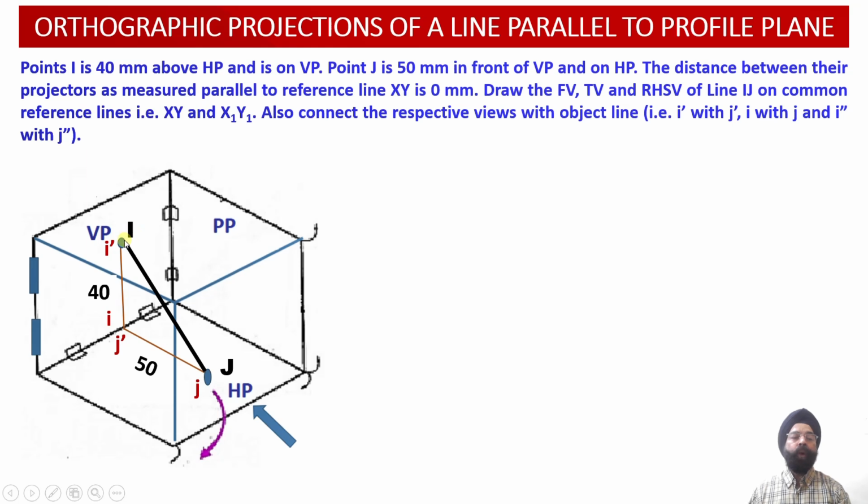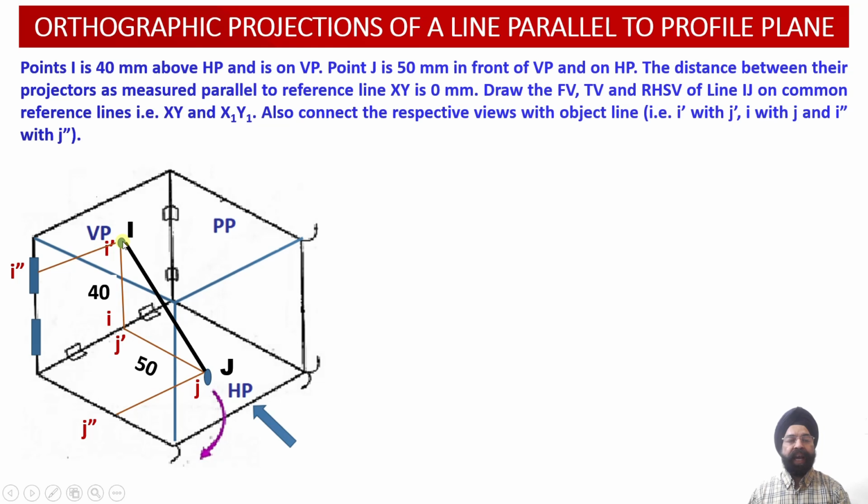Now we have to obtain the projections of this line IJ onto the profile plane. Since the observer is going to look at this line from the right hand side, point I will be projected onto this profile plane which is located on the left hand side. So please check, this is the profile plane which is located on the left hand side. The right hand side projections of the line will be obtained on the left hand side in the first quadrant, in the first angle projections over here.